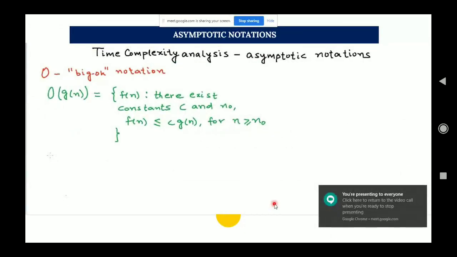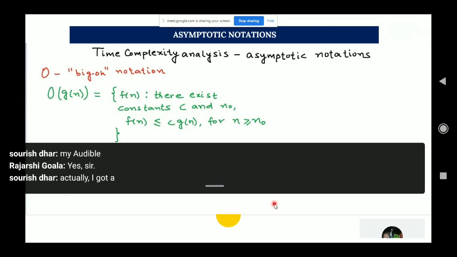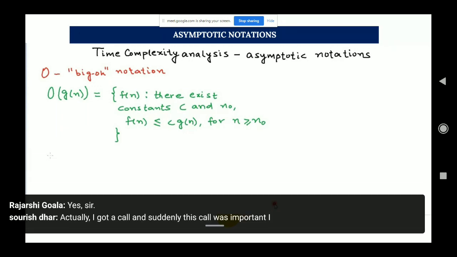Am I audible? Yes, sir. Actually, I got a call and suddenly this call was important. I cannot ignore it, so I have taken it.